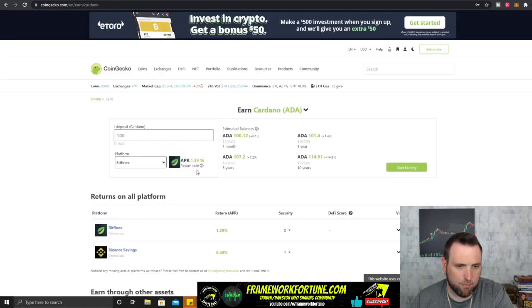So let's look at Bitfinex. They've got a 1.39. So if we put in $100, you can see there after a month it would be about 12 cents. After a year, 40 cents that would be added. After 10 years, you would gain about $14, $15. So you can make a plan with your interest of where you want to put these coins, where you want to stake them, to try to maximize that interest potential.